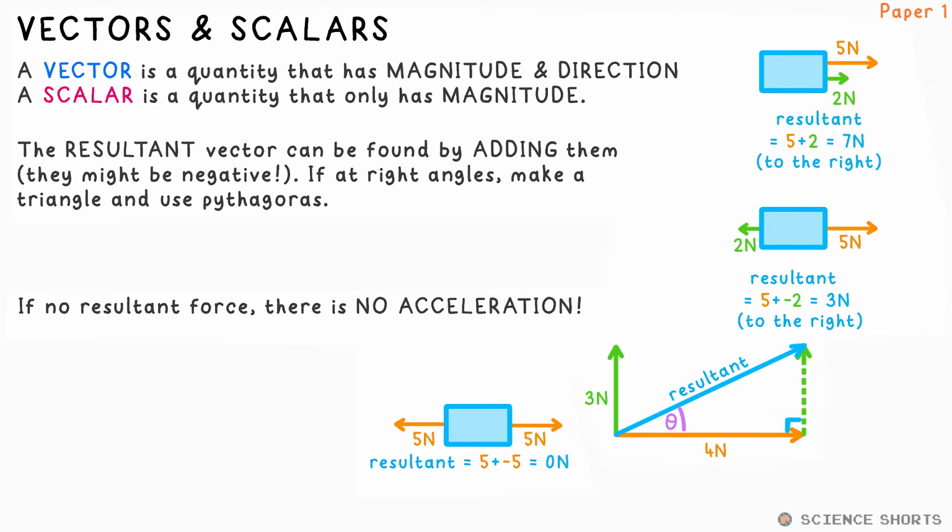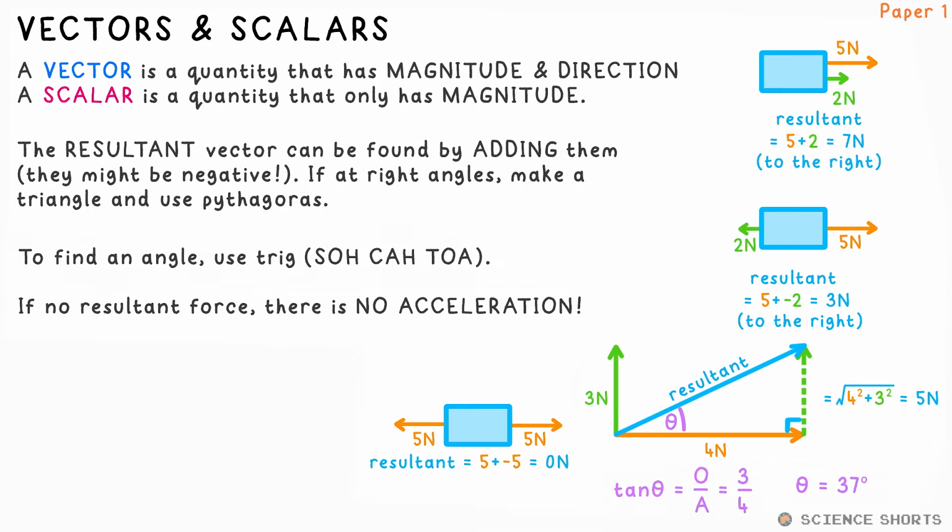If vectors are at right angles to each other, we use Pythagoras to find the resultant. This works because you can make a triangle by moving one of the forces, so they're top and tailed. You could also be expected to use trig, that's SOHCAHTOA, to find either one of these angles.